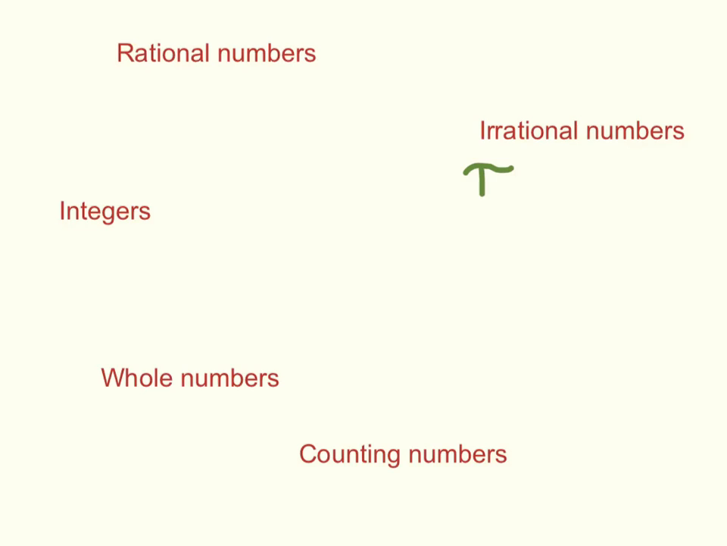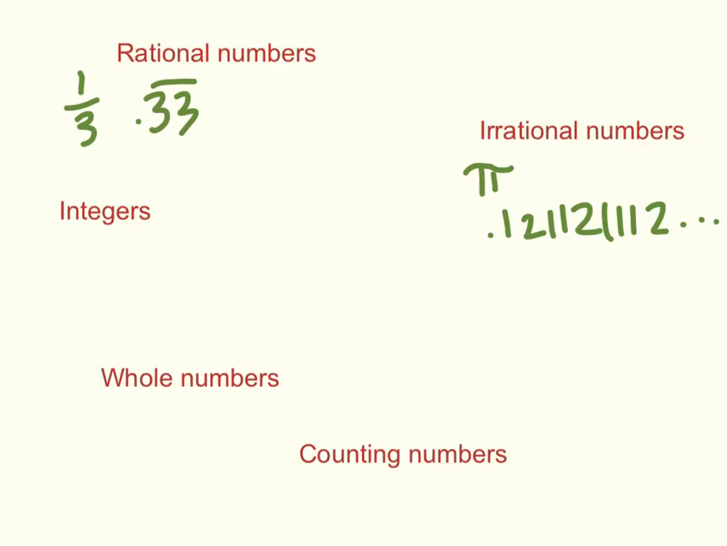So things like pi, or 0.12, 112, 1112. Alright, these things don't end, so they're irrational. Now, rational numbers are numbers that do end, or have a pattern. So even 1/3, which when you express it as a decimal is 0.33 repeating, that's a rational number. This includes all fractions, so you could even have 1/4, or the number -2. Those are all rational numbers.